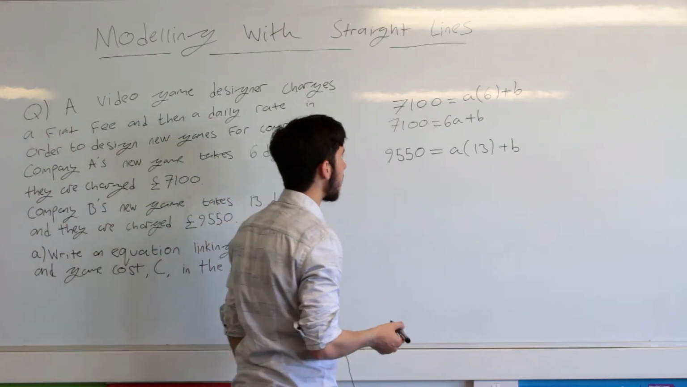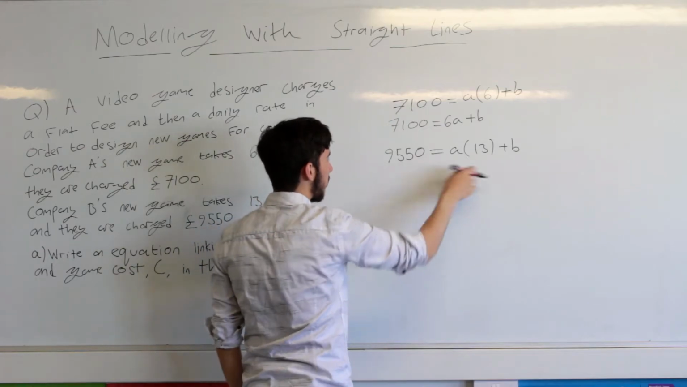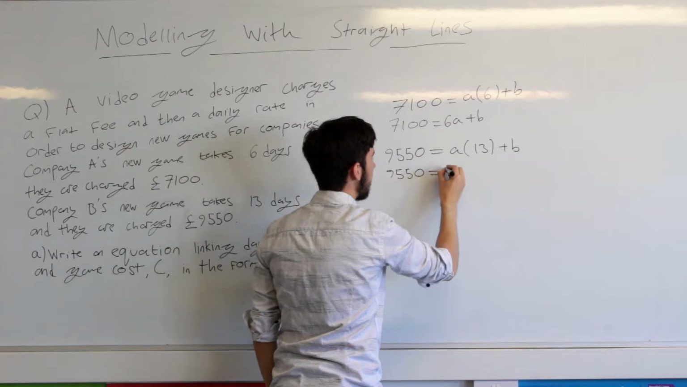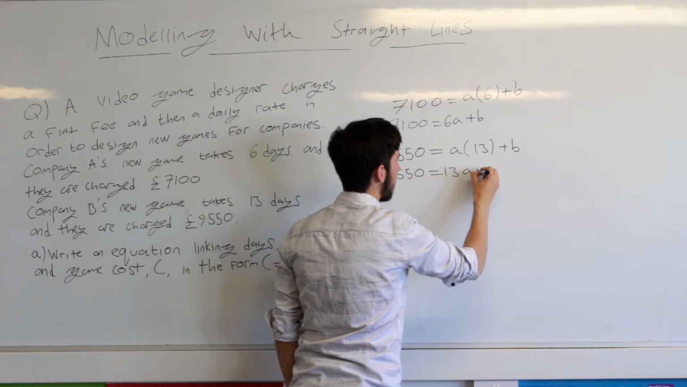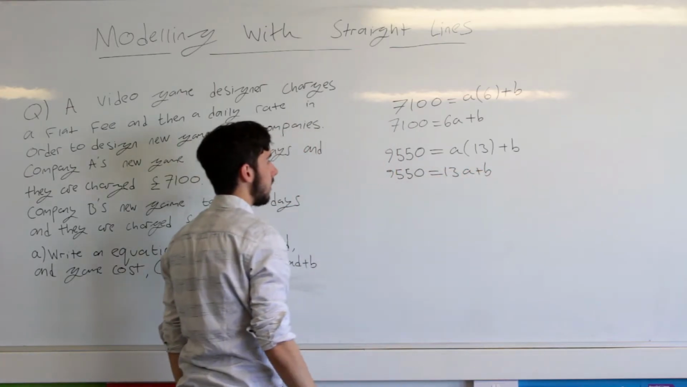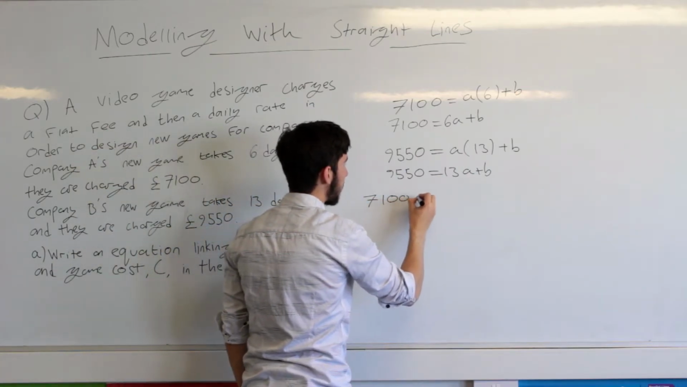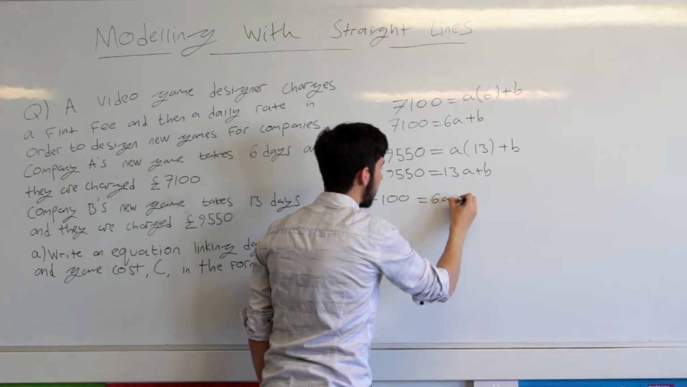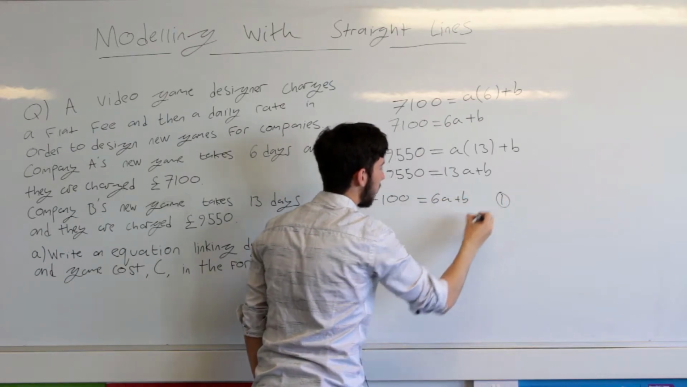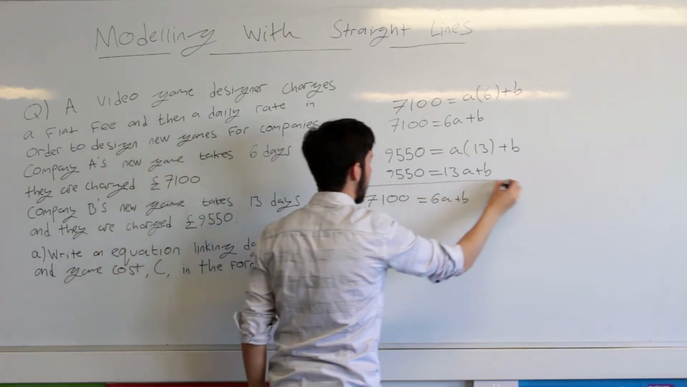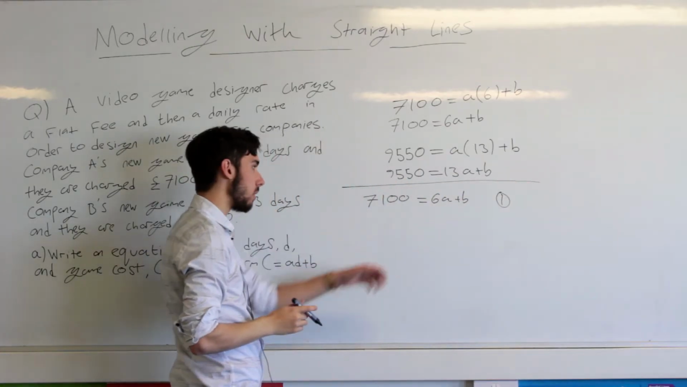So we can essentially now have a simultaneous equation. What I've written here is 9,550 is equal to 13A plus B. Okay? So now, just below it, I'm going to rewrite both of these. 7,100 equals 6A plus B. That's going to be our equation 1, because this is now just a simultaneous equation issue. I'm going to put a line here to separate. We're now just going to be looking below the line.